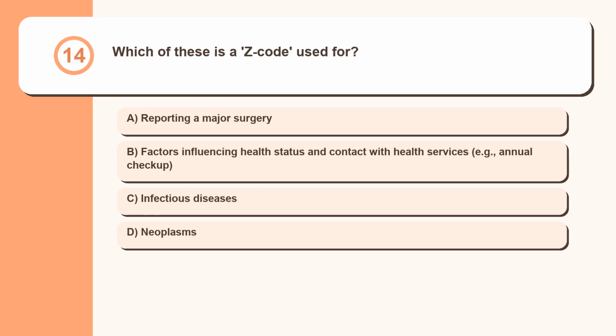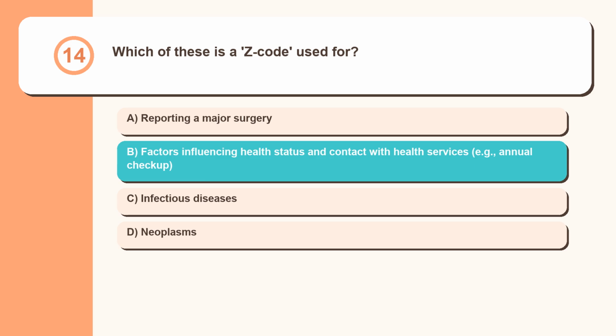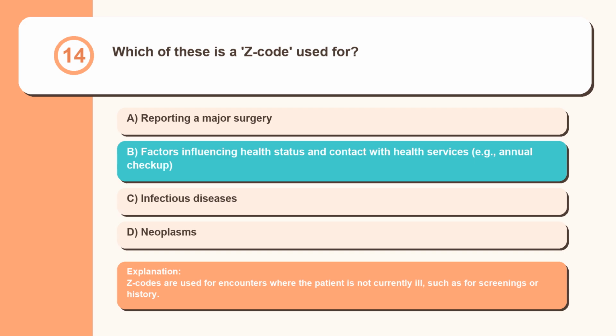Question 14. Which of these is a Z code used for? Reporting a major surgery. Factors influencing health status and contact with health services, example: annual checkup. Infectious diseases. Neoplasms. Z codes are used for encounters where the patient is not currently ill, such as for screenings or history.